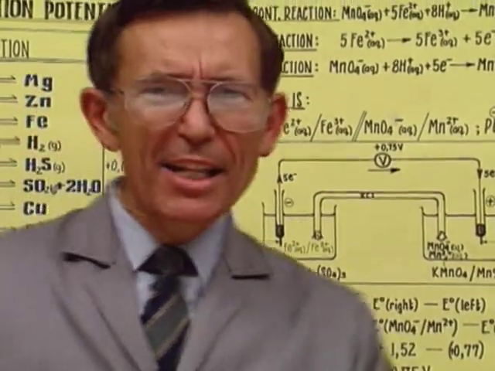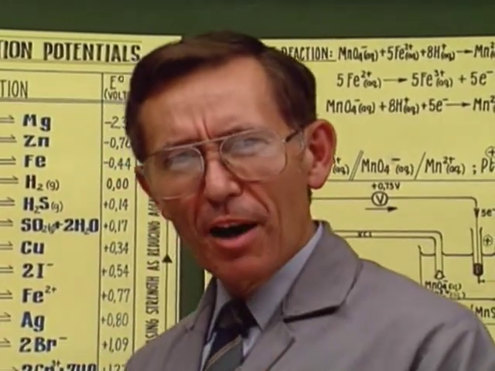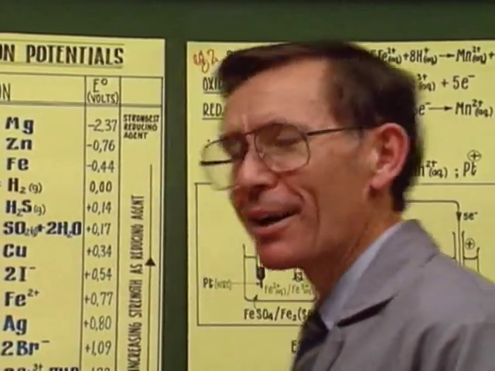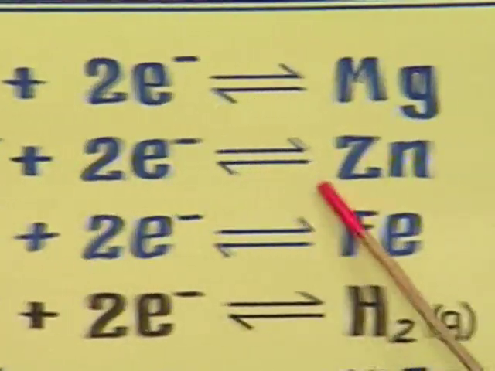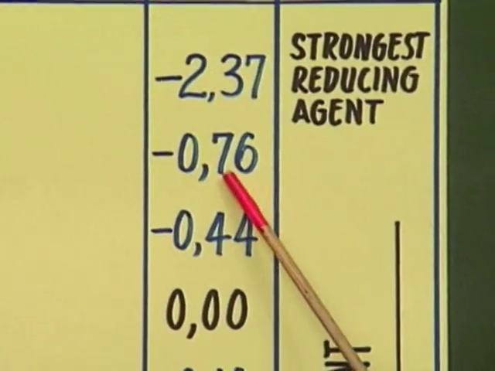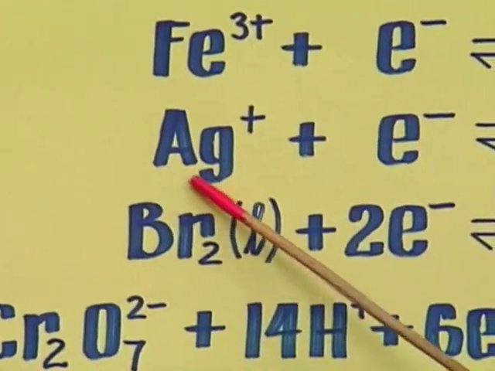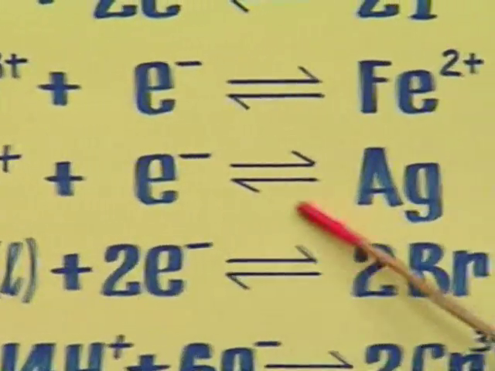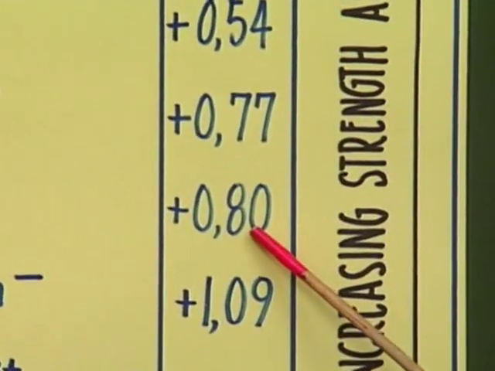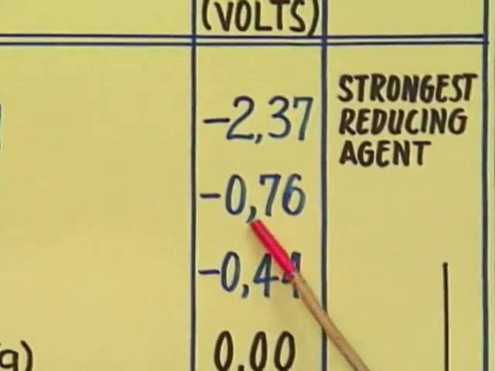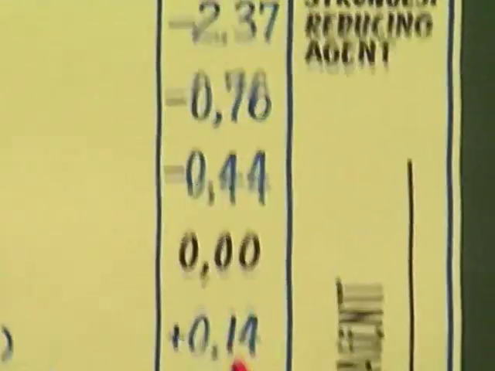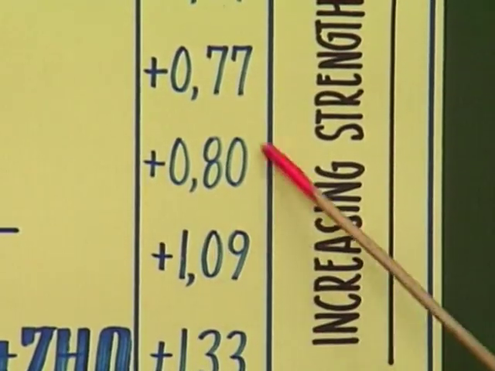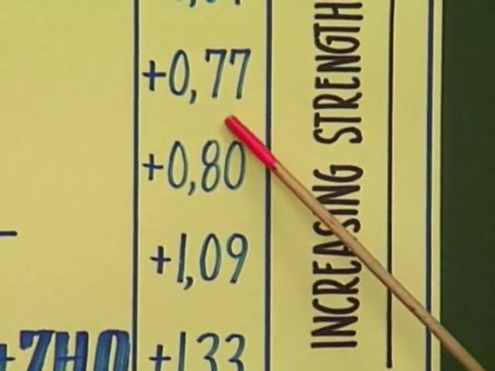You will note that the standard cell EMF for a combination of any 2 half cells can be determined simply by subtracting the standard electrode potential for the half cell higher in the series, like zinc, minus 0.76 volts, from the standard electrode potential of the half cell lower down in the series, like silver in this case, plus 0.80 volts, which amounts to changing the sign of the standard electrode potential higher in the series and then adding it to the value of the standard electrode potential lower down in the series.